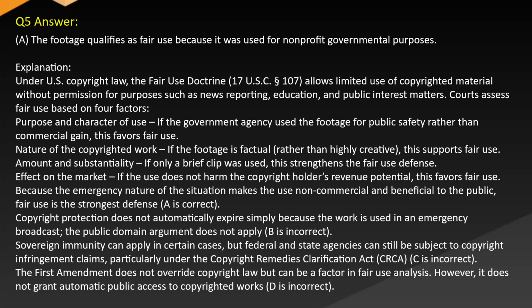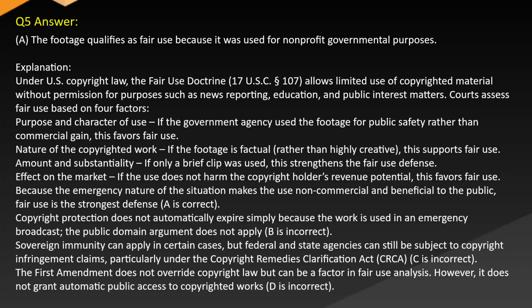Amount and substantiality. If only a brief clip was used, this strengthens the fair use defense. Effect on the market. If the use does not harm the copyright holder's revenue potential, this favors fair use, because the emergency nature of the situation makes the use non-commercial and beneficial to the public. Fair use as the strongest defense is correct.